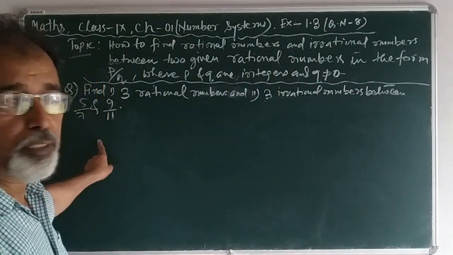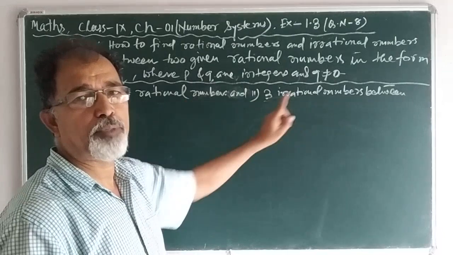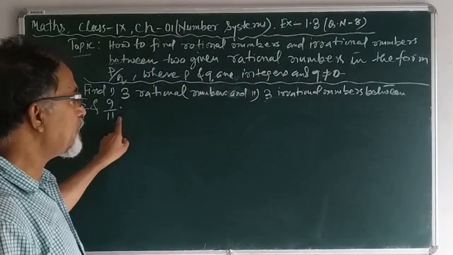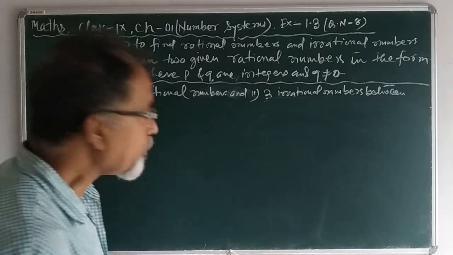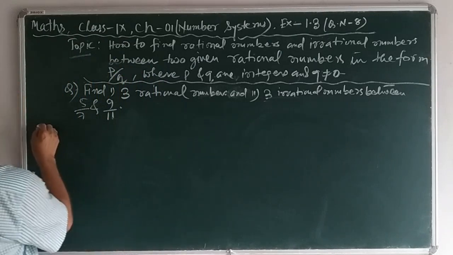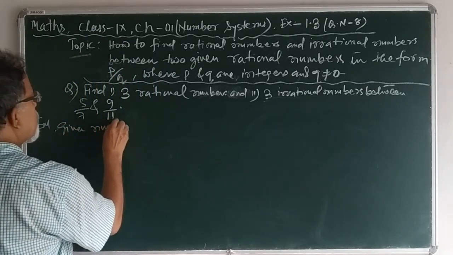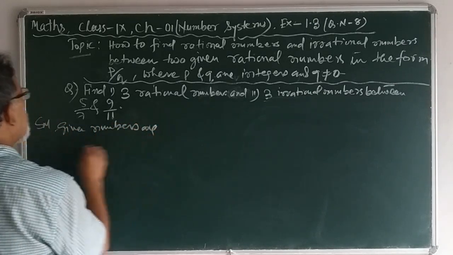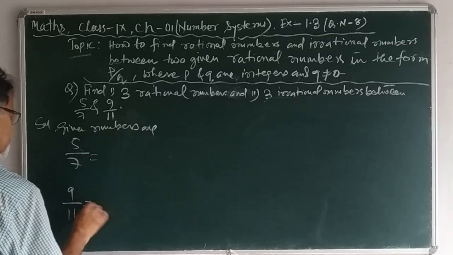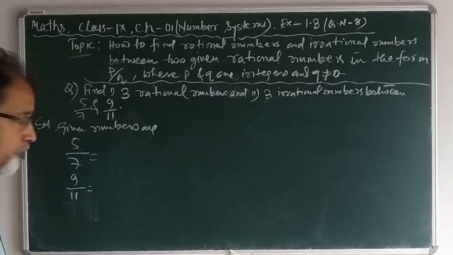Here I have already mentioned: find three rational numbers and three irrational numbers between two rational numbers 5 by 7 and 9 by 11. Now let us find them. Solution. Given numbers are 5 by 7 and 9 by 11. Both numbers are in the form p by q.